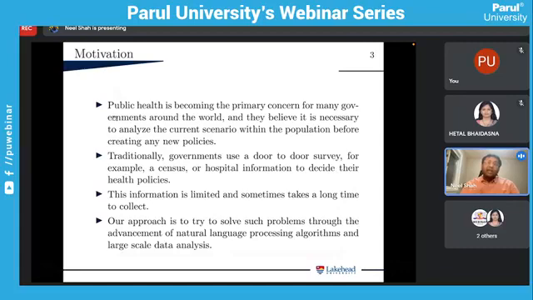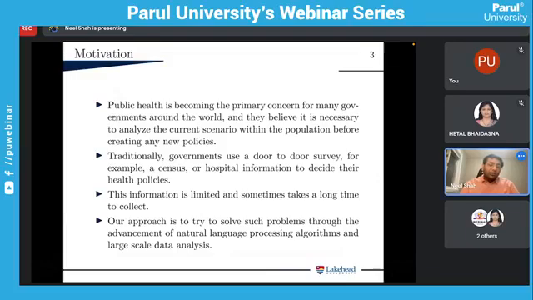To understand those questions and give the answers, like if you want to decide the health policies, what will be the future issues based on current scenarios, that's a really big question. And what we try to do is ask: is there any better way than a door-to-door survey? It's a traditional way of doing things. And this is the core motivation behind this type of research.